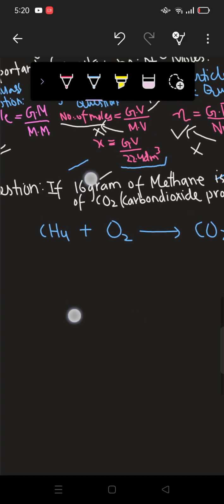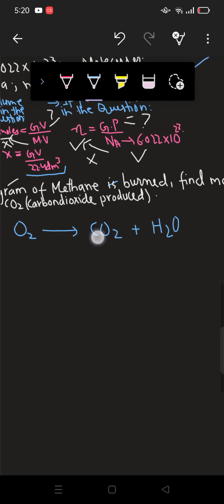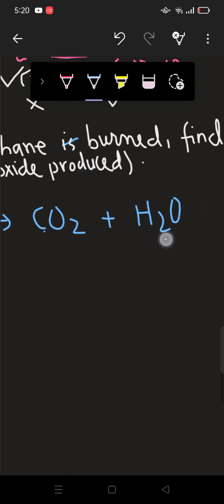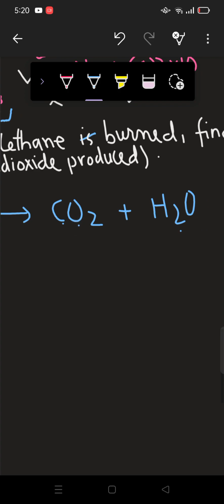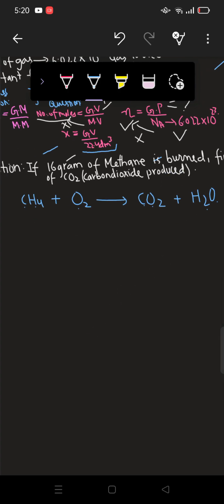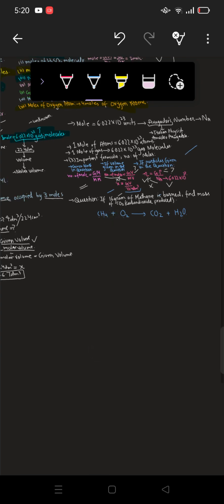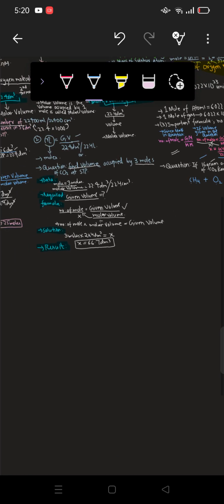How is it not balanced? Let's see. Carbon is 1 here, here carbon is 1, means carbon is balanced. Let's check hydrogen. Hydrogen is 4 here, and here hydrogen is 2, means it is not balanced, right? Oxygen is 2 here, here 2 plus 1, 3, means oxygen is not balanced as well. Now we need to balance this equation, and we have already learned the trick of balancing the equation, right? The ABCD trick. So let's balance this chemical equation by the ABCD trick.